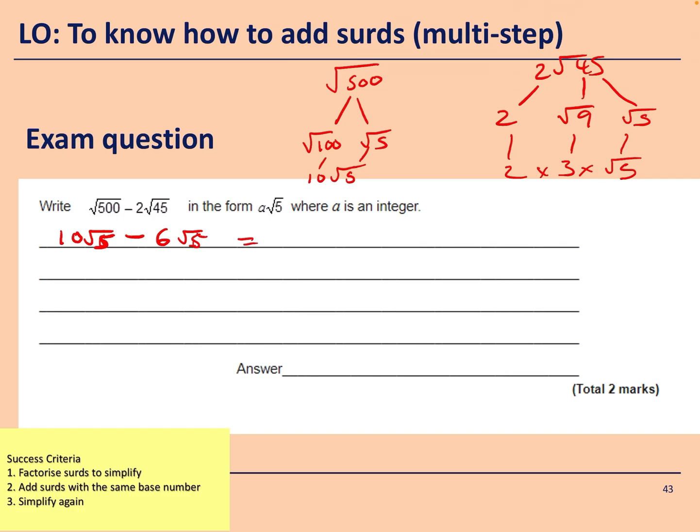We're going to subtract it. 10 root 5 minus 6 root 5 gives us 4 root 5. Right? And that is our answer. Okay.